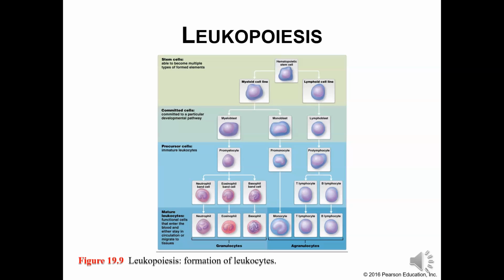So the promyelocyte then will become either a neutrophil band cell, an eosinophil band cell, or a basophil band cell. Notice they all have this kind of ribbon or bilobed nucleus, this horseshoe-shaped nucleus. They're called band cells. So a lot of times when you get a complete blood count or a blood smear and you see a lot of these band cells for the granulocytes, you know there's a current infection going on, okay? Whereas your monoblasts, which also develop from the myeloid cell line, become a precursor promonocyte, which then becomes a monocyte.